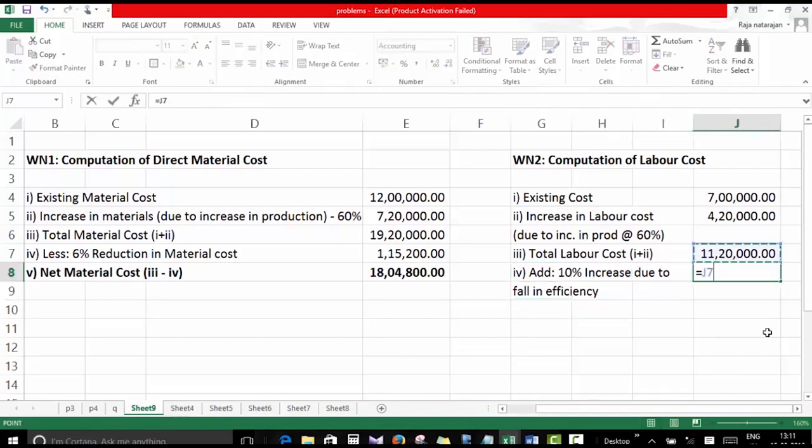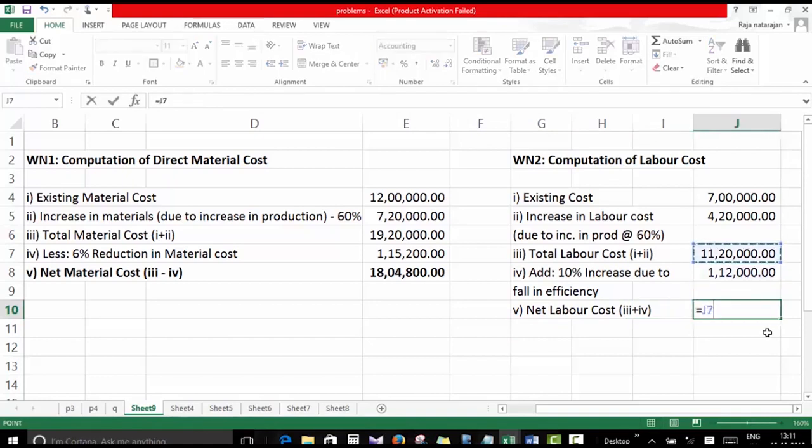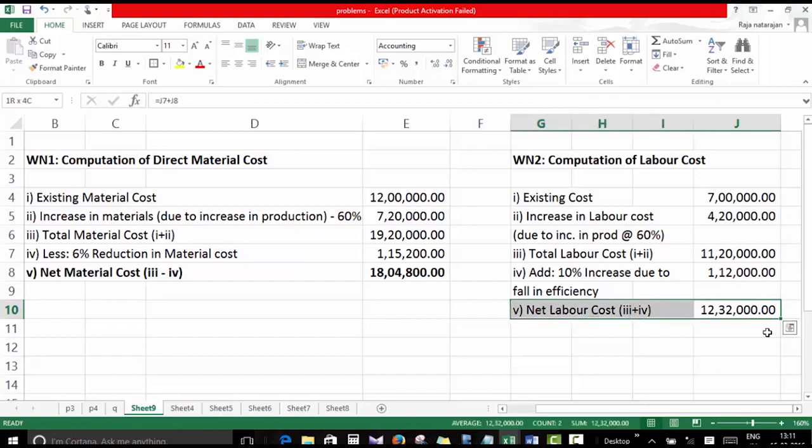11 lakh 20,000 multiplied by 10% works out to 1 lakh 12,000. So now we'll have the total labor cost, or we'll say the net labor cost, and that is item number 3 plus item number 4. So that's going to be 11 lakh 20,000 plus 1 lakh 12,000, so it is 12 lakh 32,000. In this way we have the net labor cost.